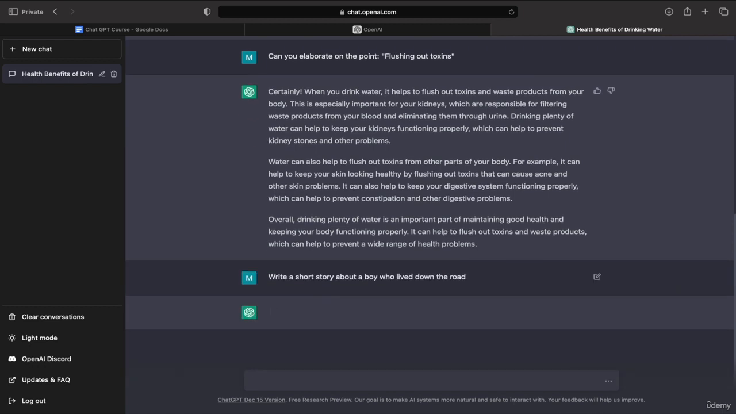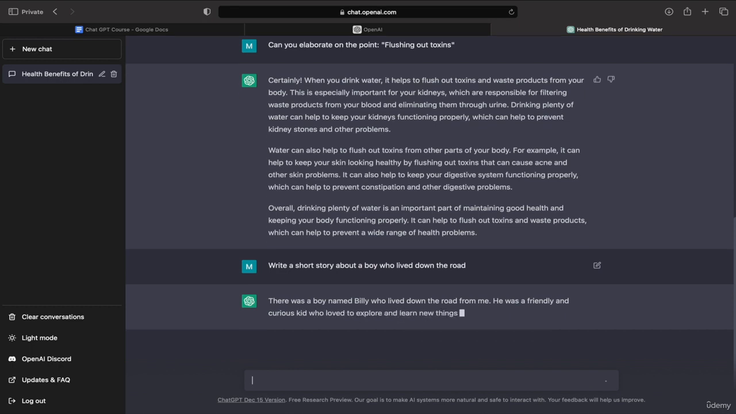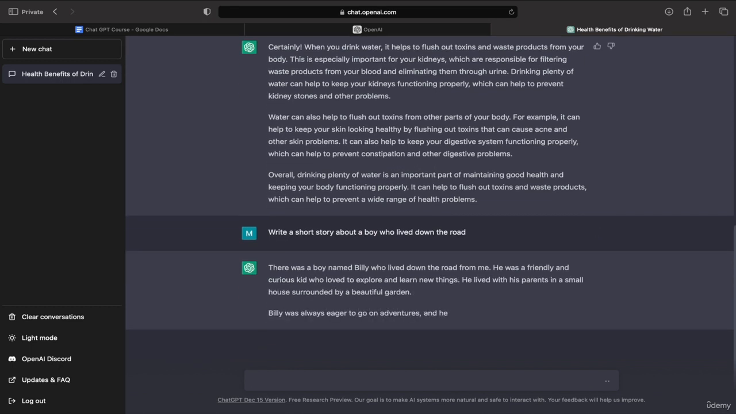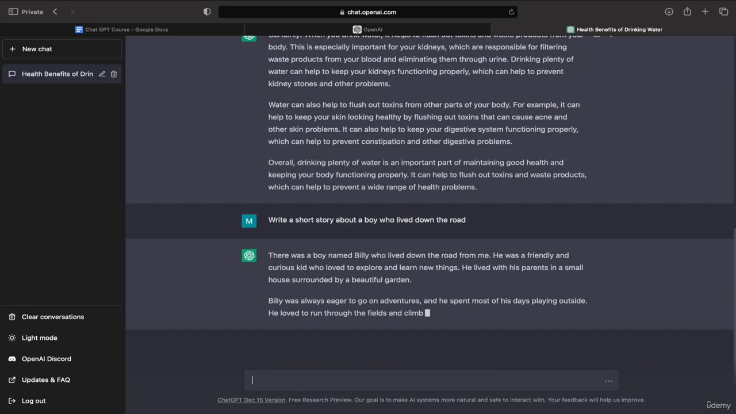So if I say write a story about a boy who lived down the road, it gives me even a character name, it tells me where he lived, beautiful garden. It'll write the entire story for you.